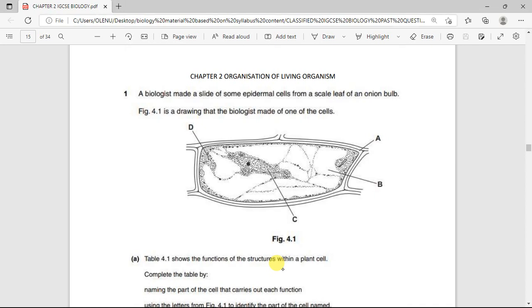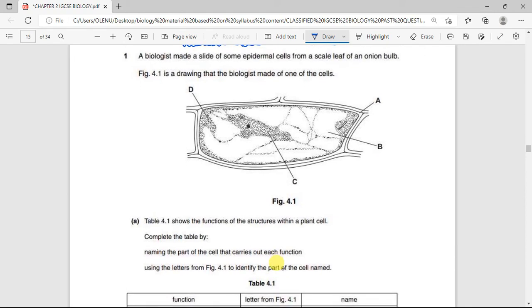Okay, guys, quickly, I want to run a series of classified papers for IGCSE biology. I think I've done chapter 1, so let's quickly have a look at chapter 2, which is organization of living organisms.